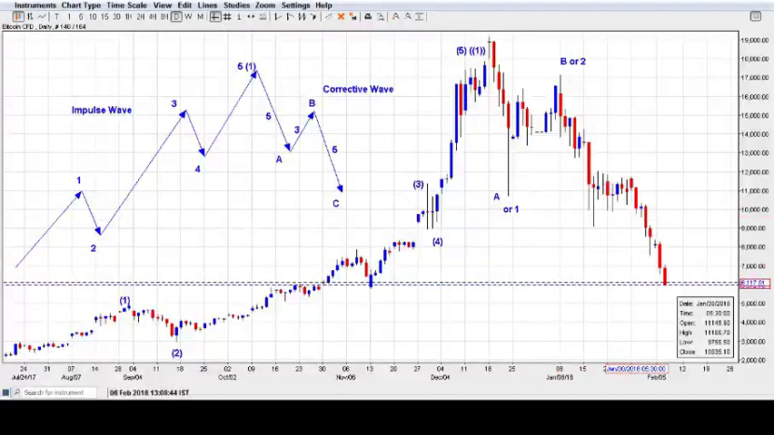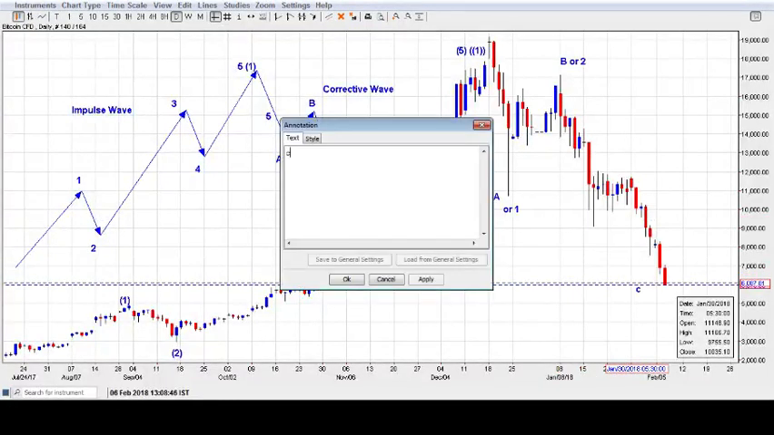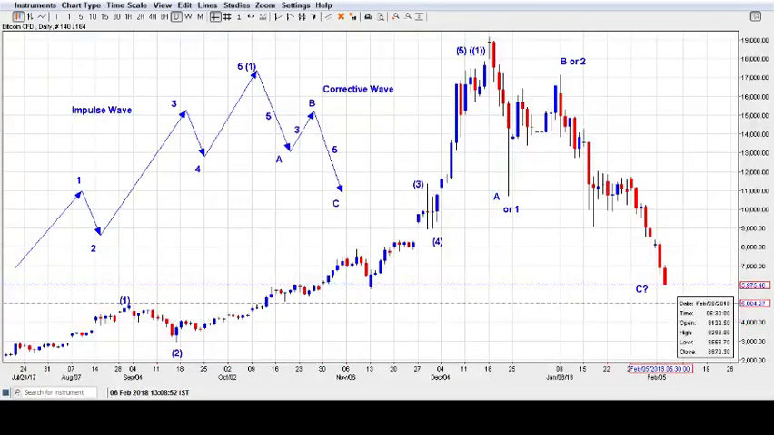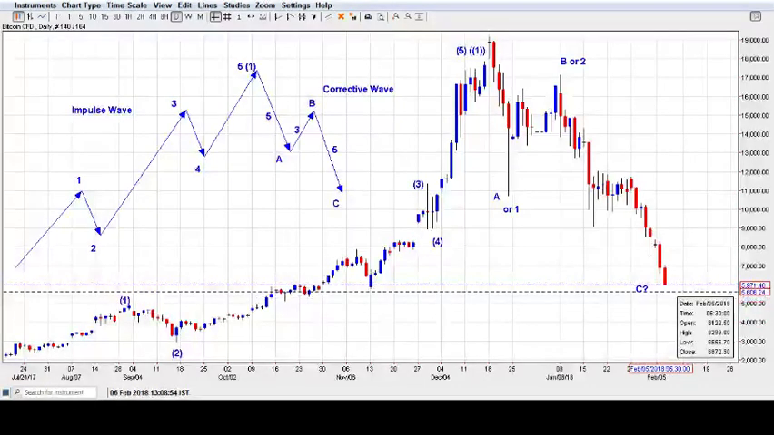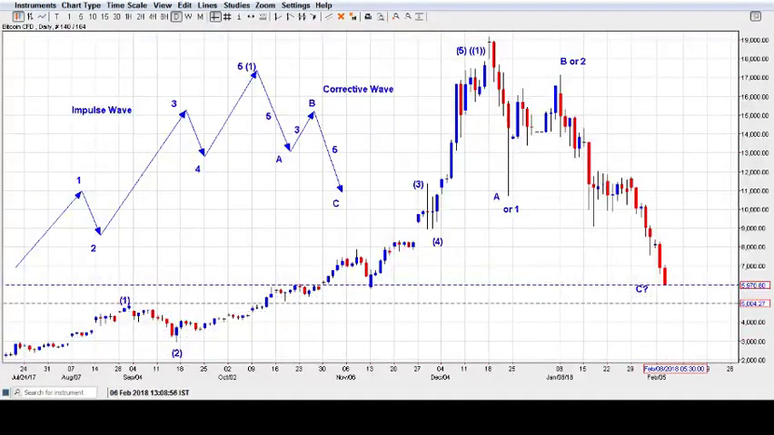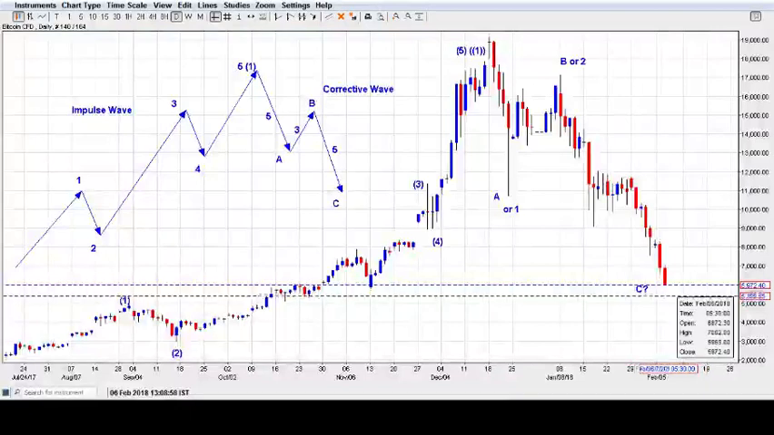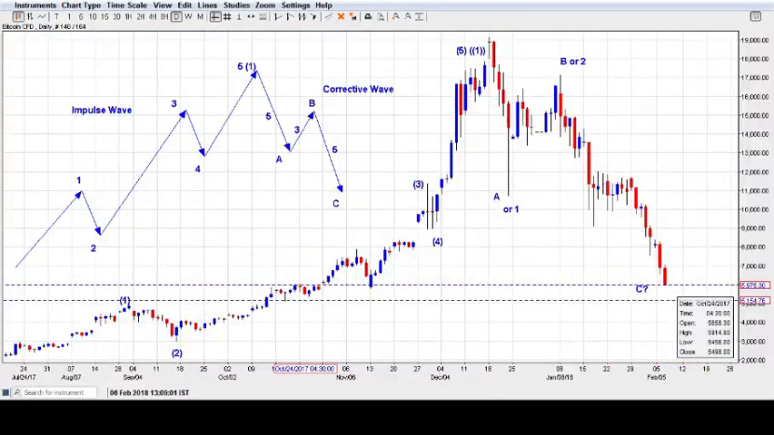We are very close to wave C now. It's either being done right now or just about the same region. I'm not taking it away from here. All right.